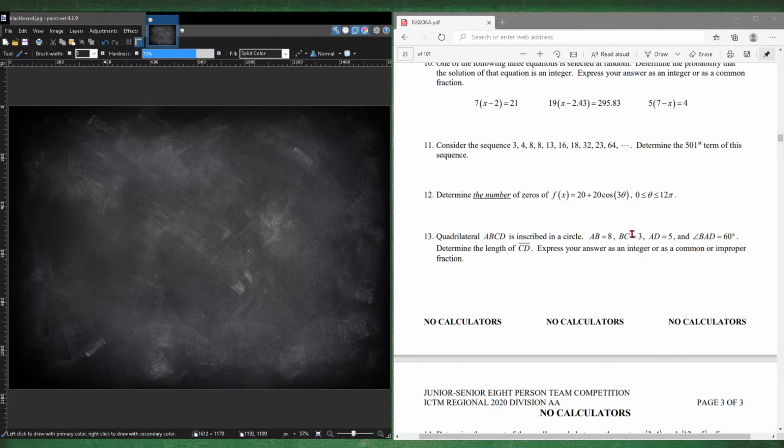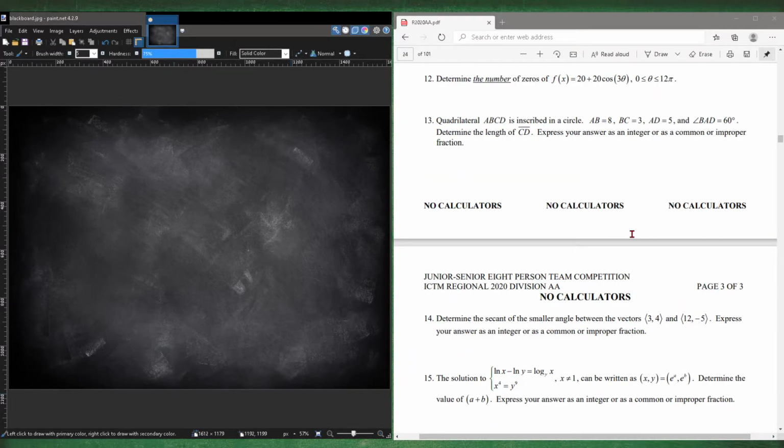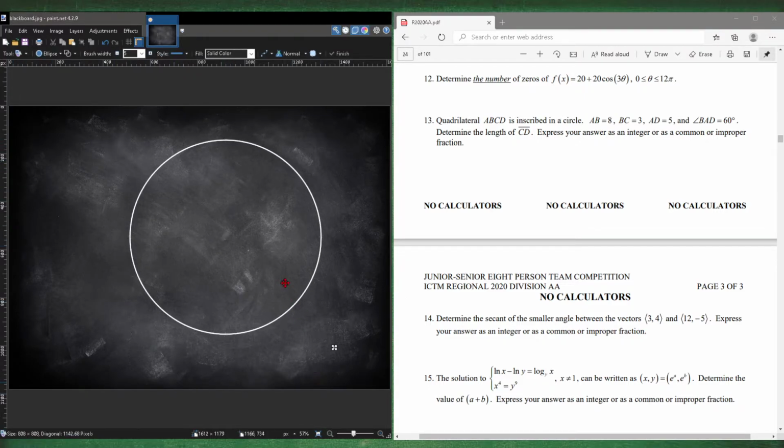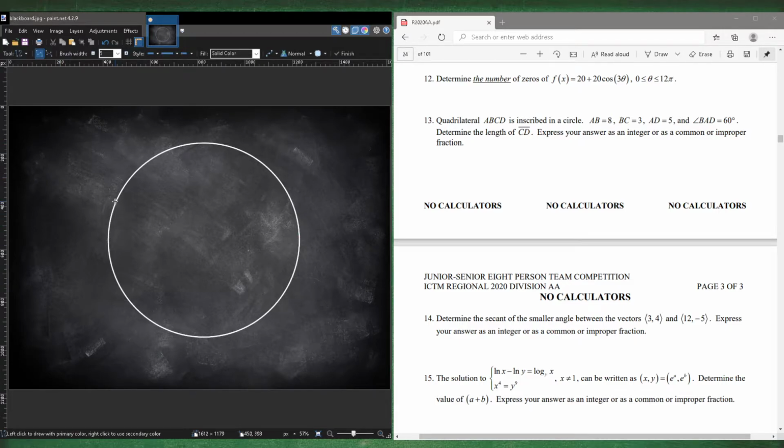Okay, number 13. Quadrilateral ABCD is inscribed in a circle. AB equals 8, BC equals 3, AD equals 5, and angle BAD is 60 degrees. Determine the length of CD. Express your answer as an integer or common or improper fraction. So let's just make our circle first. So something like this. And then we can just make a quadrilateral. I'm just doing it randomly shaped. I really don't know how it looks, so it's just for example, nothing's to scale.